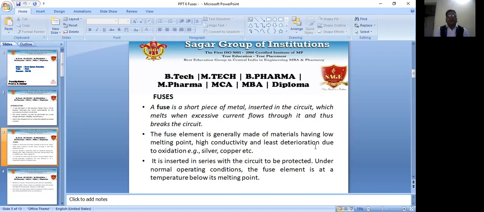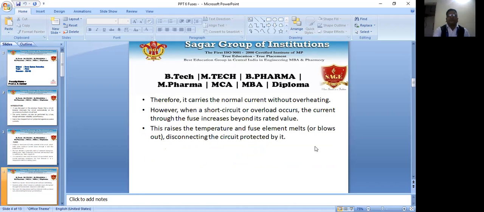A fuse is inserted in series with the circuit to be protected. Under normal operating condition, the fuse element is at a temperature below its melting point. Therefore, it carries the normal current without overheating. However, when a short circuit or overload occurs, the current through the fuse increases beyond its rated value. This raises the temperature and the fuse element melts, thus disconnecting the circuit protected by it.